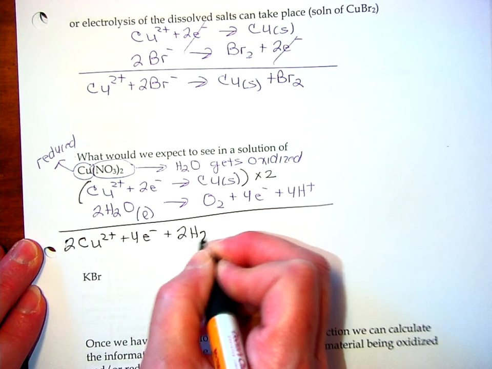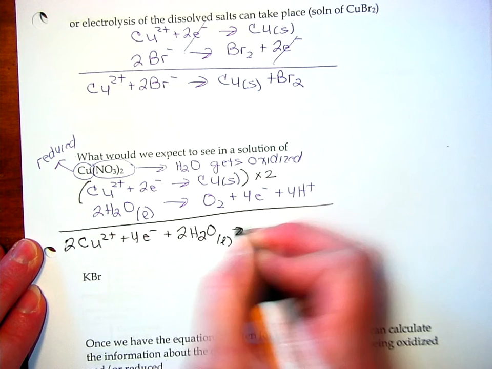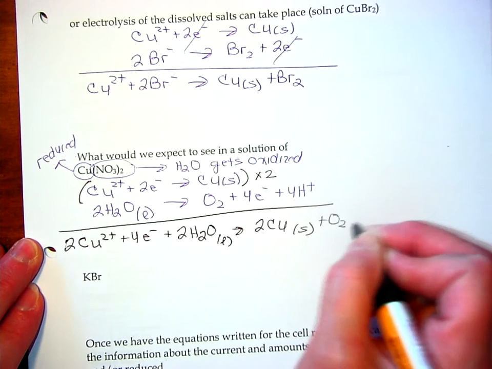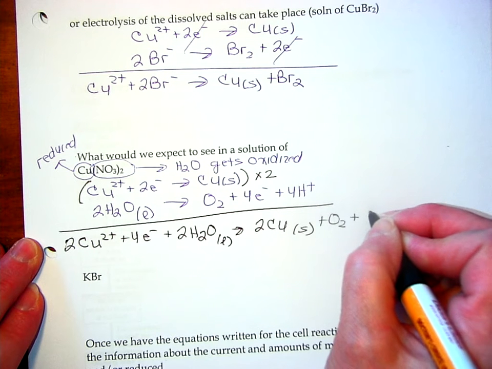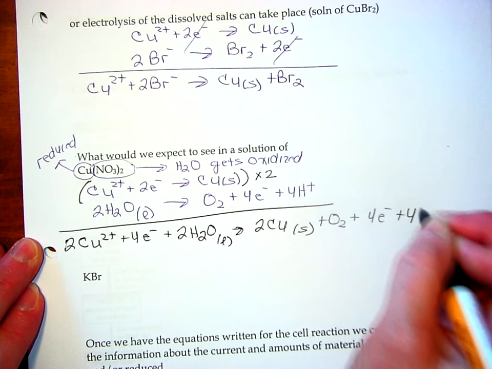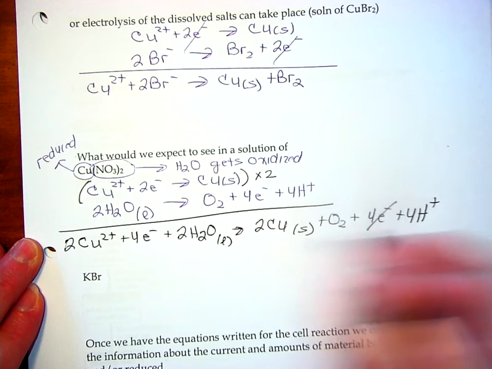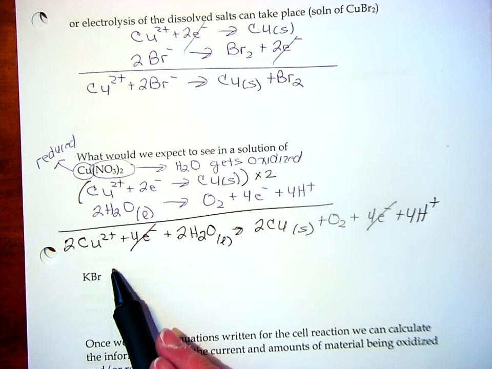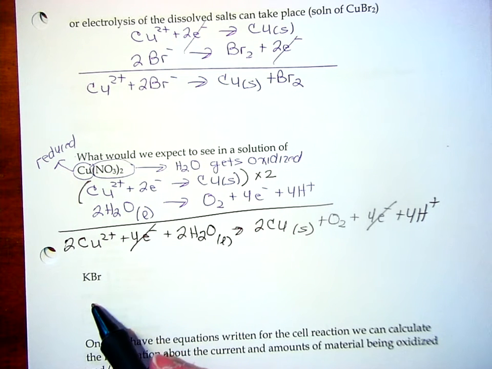So when we do that and add these together, we get 2 copper 2 plus 4 electrons plus 2 waters yields 2 copper solid plus oxygen gas plus 4 electrons plus 4 hydrogen ions. And our electrons cancel from both sides. So what we're left with is copper 2 plus water yields copper solid plus oxygen and hydrogen ions. So in one case, we have electrolysis of water taking place at one electrode and the electrolysis of the copper ions taking place at the other.